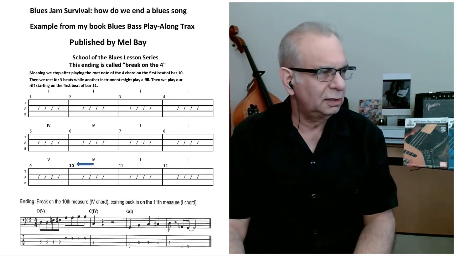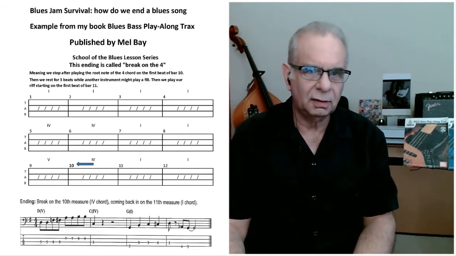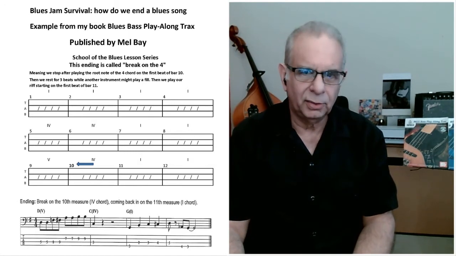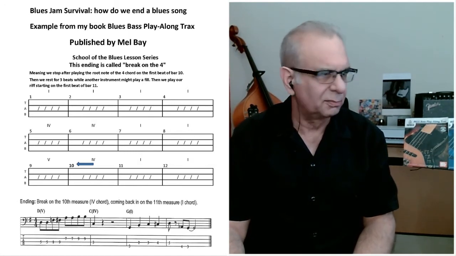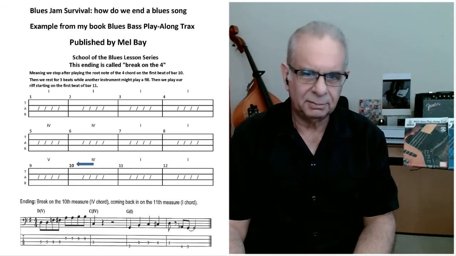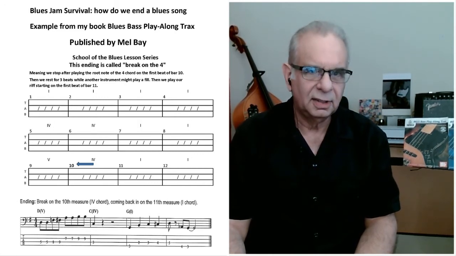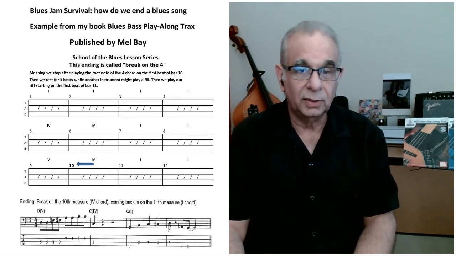And you'll see the first chart is the chord chart, and a nice bluish color arrow pointing at number 10. That's the 10th measure. That's where we stop on the first beat. We play the first beat, the root note of the 4 chord, and then we are going to rest 3 beats, and then we are going to play an ending riff, resulting in us playing the root note of the 1 chord in the 12th measure.